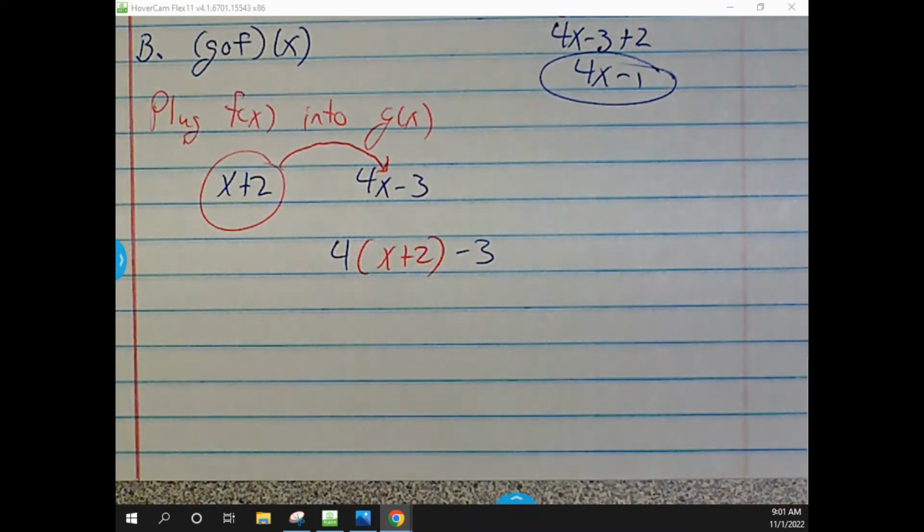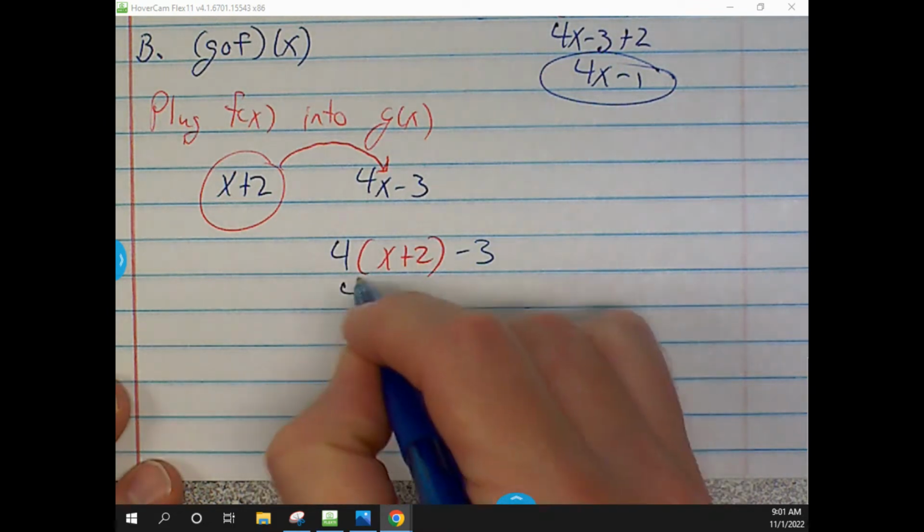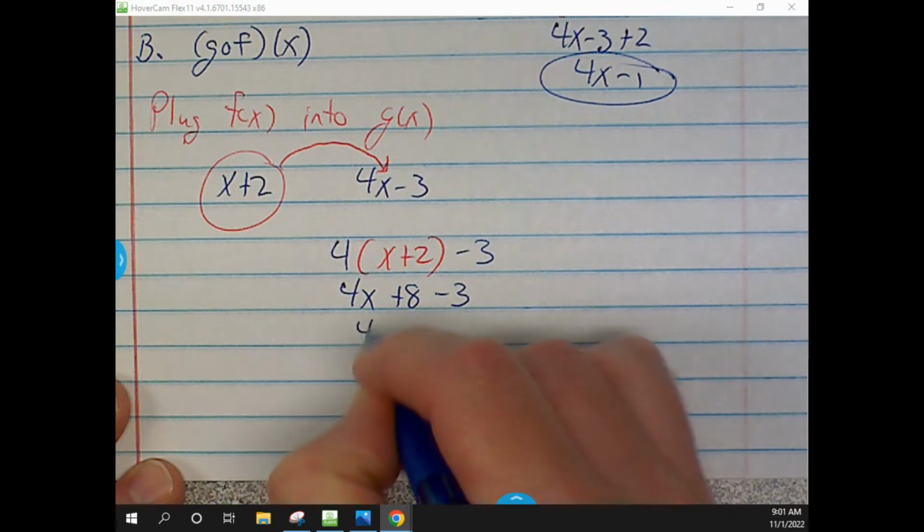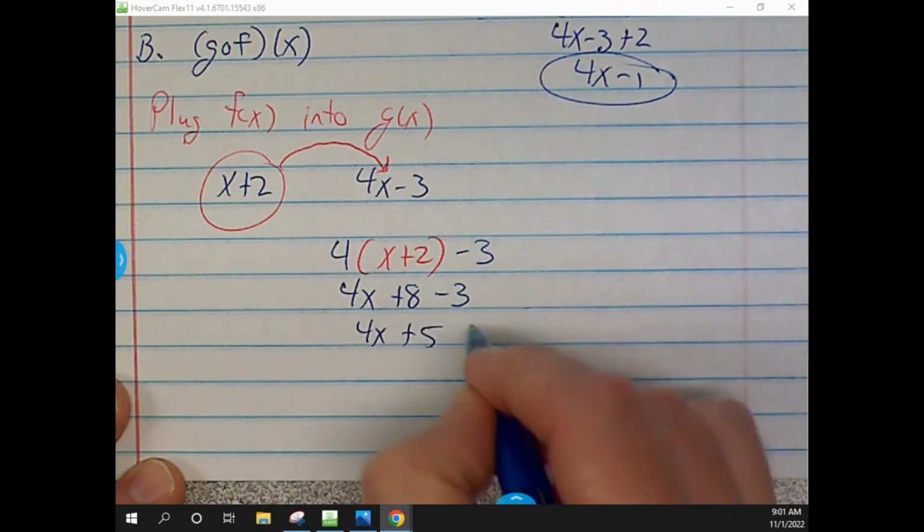Which means for this one, now we got to do a little bit of multiplication. We got to do a little distributive property. So now you've got your 4x plus 8 minus 3. So then 8 minus 3 is 5.